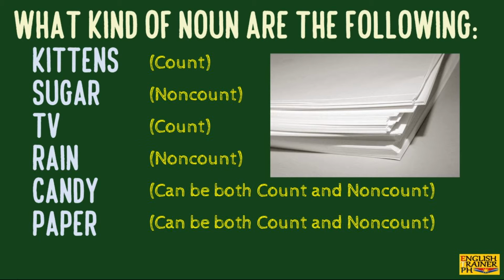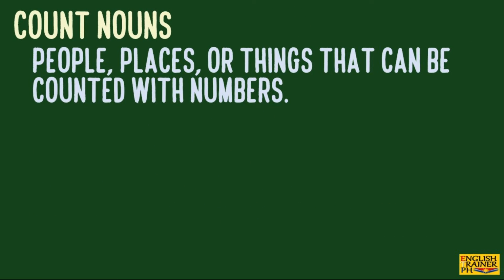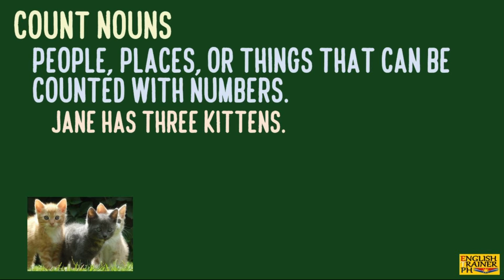So how do we know whether a noun is a count noun or a non-count noun? Here are some tips. Count nouns are people, places, or things that can be counted. This is a simple explanation because you can physically count them. You can say you have 1 of these, or 10 of these, or 20 of these. In the first example, we can physically see that Jane has 3 kittens, so we can count them 1, 2, and 3. So we can say Jane has 3 kittens.